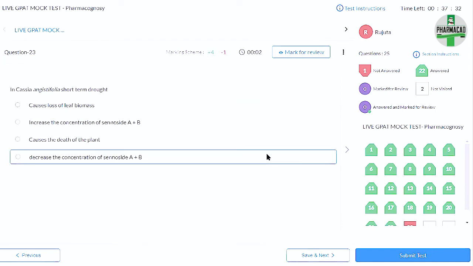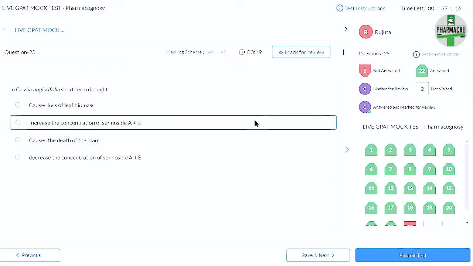In Cassia angustifolia, short-term drought causes loss of leaf biomass, increases the concentration of xenocytes, causes the death of the plant, or decreases the concentration of xenocytes. Decrease the concentration. Who said decrease, and why did you say decrease? Someone said decrease, right? Okay. So the correct answer here is increase the concentration of xenocytes A and B. This logic is based upon your memory again, and it has been proven in papers. There are many biological papers that have proved that short-term drought causes an increase in the concentration of xenocytes. These were there in our preparation slides as well.